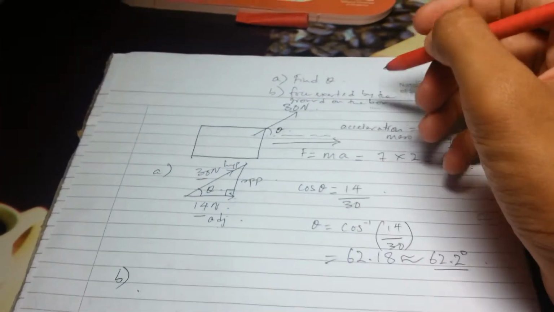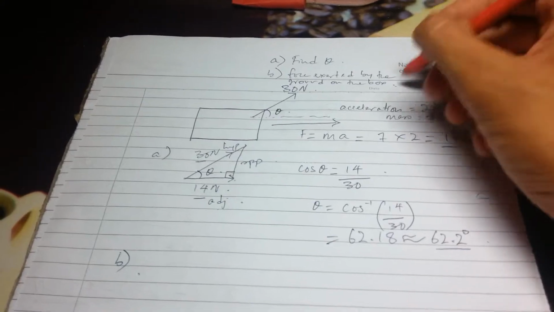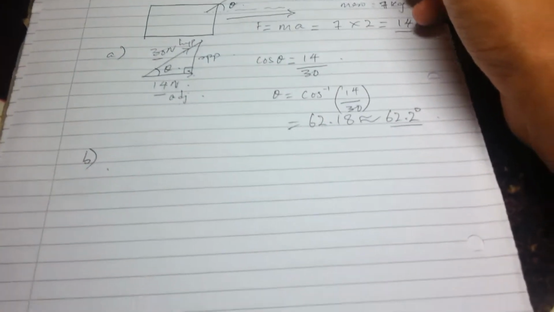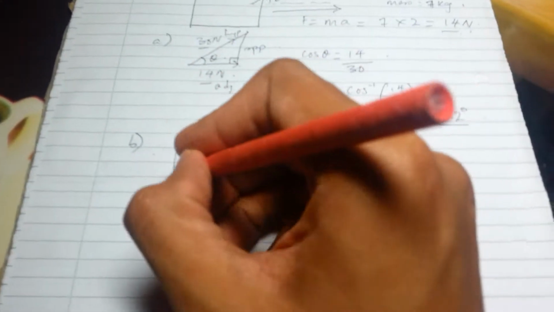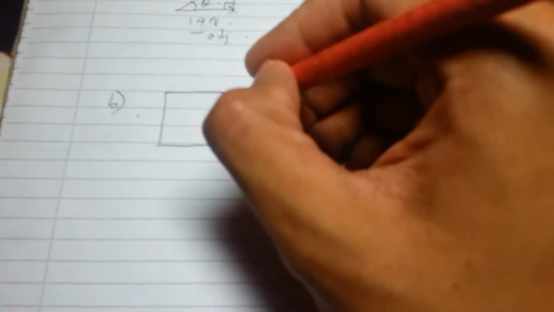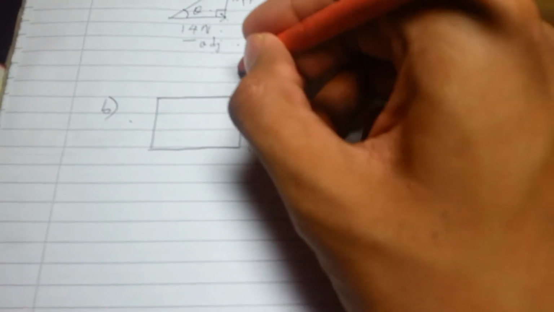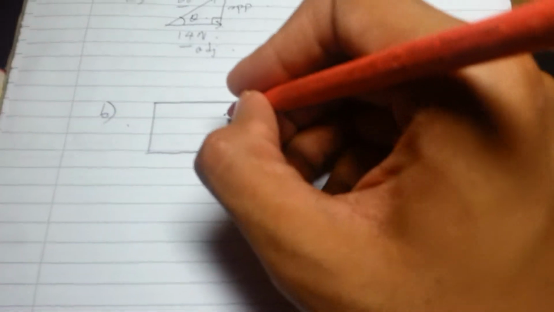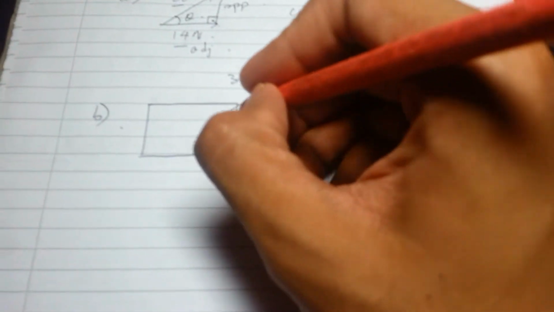Part B, they want you to tell them what is the force exerted by the ground on the box. Let us redraw the question so we make it clearer. Now we know that this is 30 Newton. Now we know that the angle is theta, right?